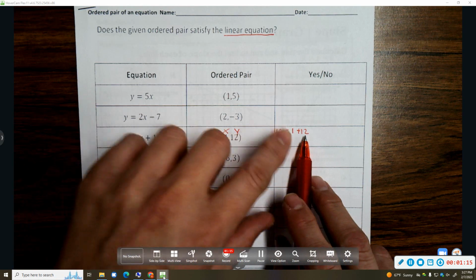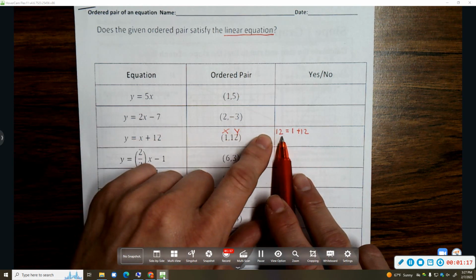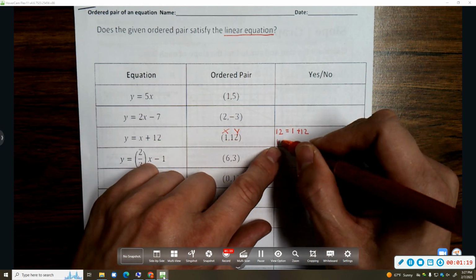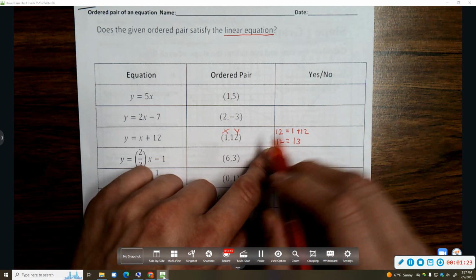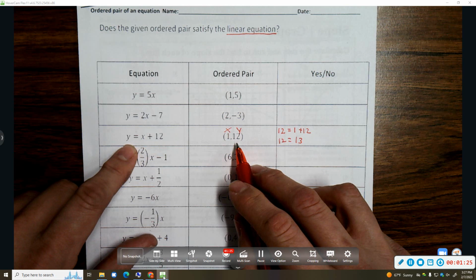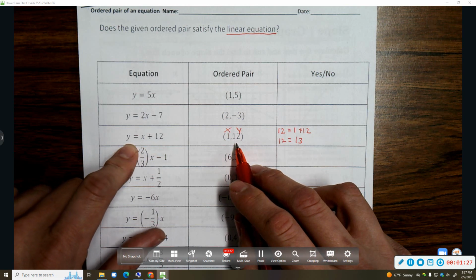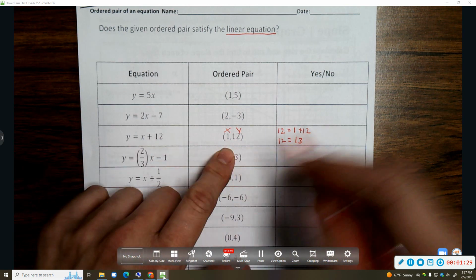And then you do this work here to see if this is going to give you 12. And obviously, 12 does not equal 1 plus 12, which is 13. So therefore, this point is not part of that linear equation, which means it is not on that line. So the answer is no.